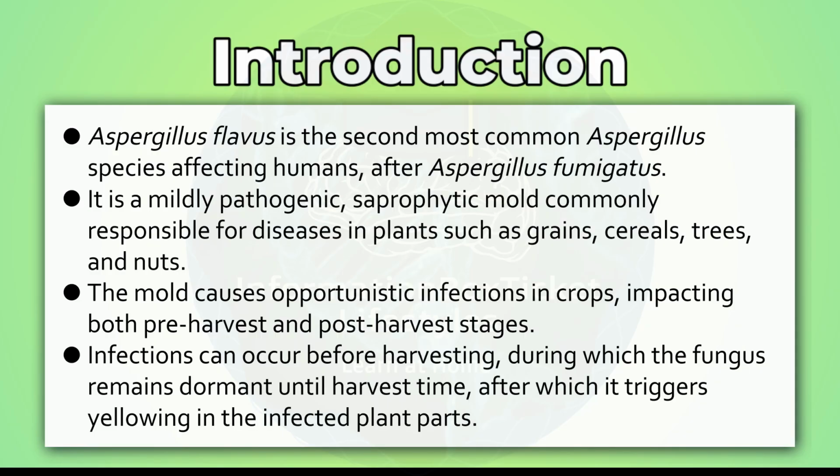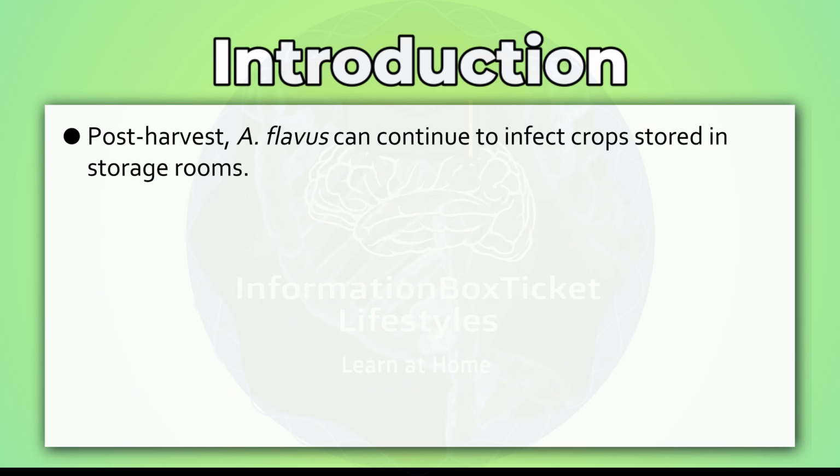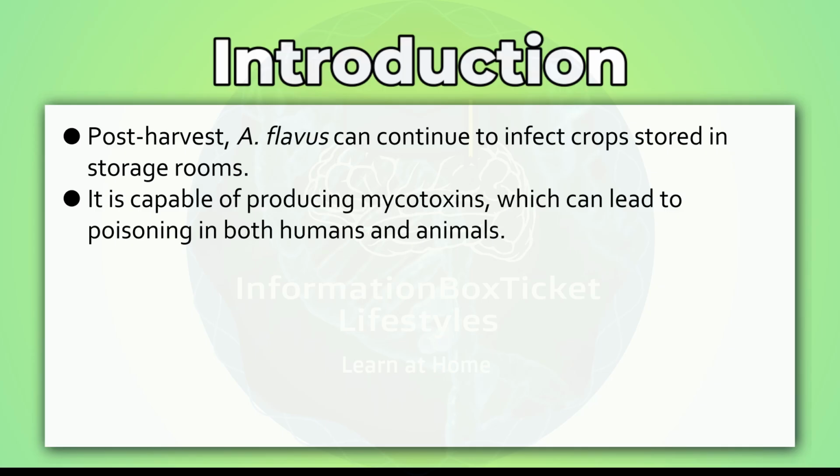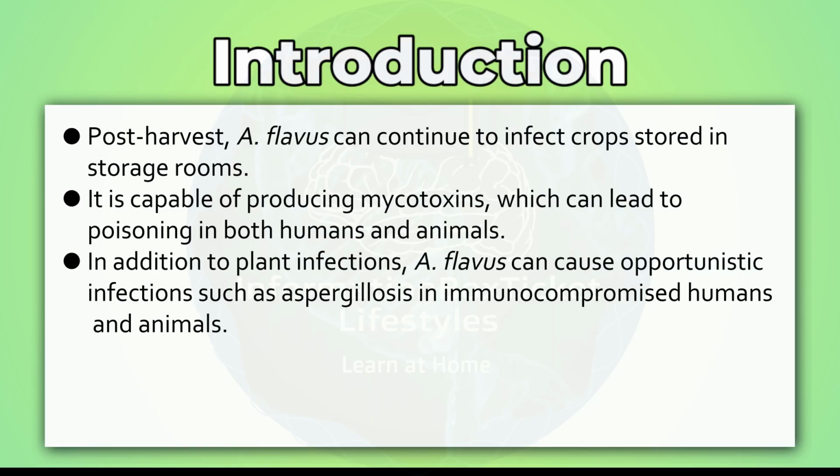Infections can occur before harvesting, during which the fungus remains dormant until harvest time, after which it triggers yellowing in the infected plant parts. Post-harvest, Aspergillus flavus can continue to infect crops stored in storage rooms. It is capable of producing mycotoxins, which can lead to poisoning in both humans and animals. In addition to plant infections, Aspergillus flavus can cause opportunistic infections, such as aspergillosis in immunocompromised humans and animals.